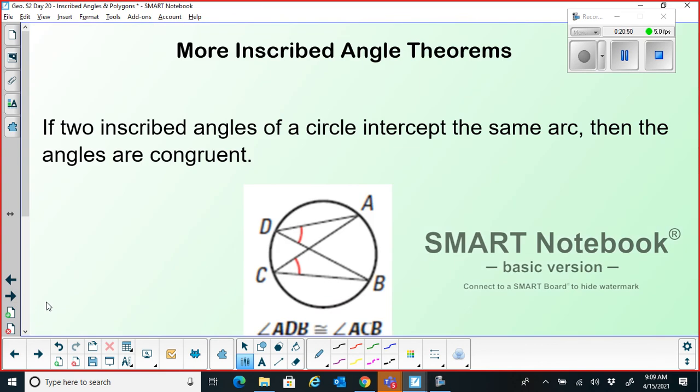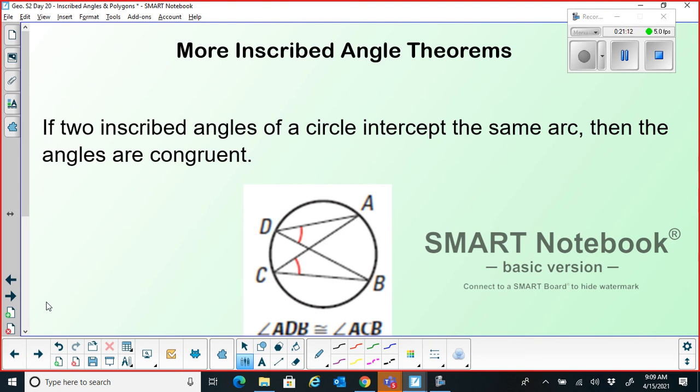Okay, we'll see some more theorems. We saw one theorem, that the inscribed angle is half the measure of the corresponding arc. There are a couple more theorems. Let's see the first one here. If two inscribed angles of a circle intercept the same arc, then the angles are congruent.